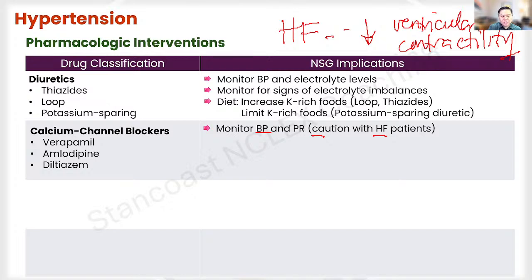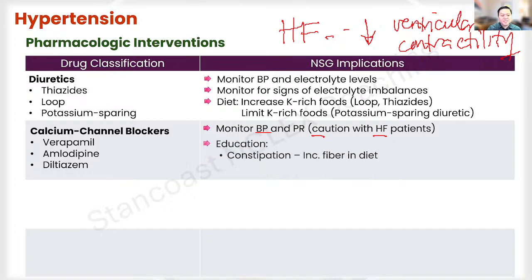Again, the calcium channel blockers can decrease the ventricular contractility. So if the patient has worsening heart failure, it is not advisable for us to administer this medication because it can cause that decompensated heart failure. It can lead to worsening of the heart failure.